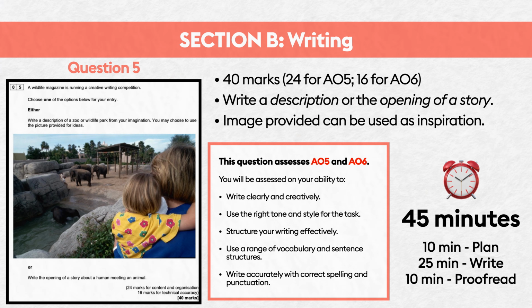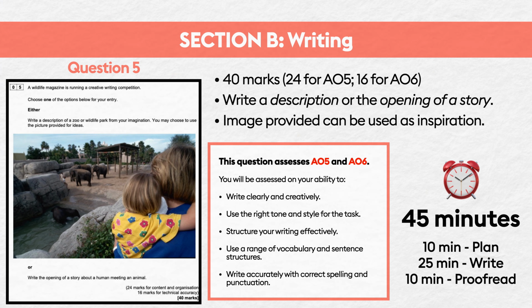As mentioned earlier, this question assesses AO5 and AO6. AO5 is about writing clearly and creatively, using the right tone and style for the task, and structuring your writing effectively. AO6 is about using a range of vocabulary and sentence structures, and writing accurately with correct spelling and punctuation.